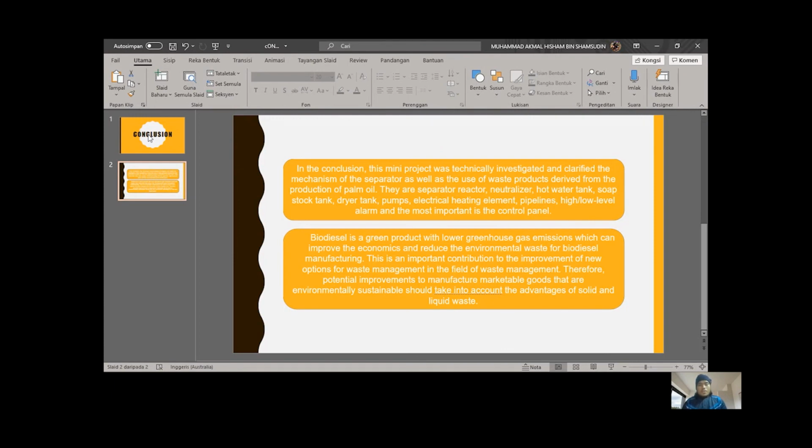Biodiesel is a green product with lower greenhouse gas emission which can improve the economics and reduce the environmental waste for biodiesel manufacturing. This is an important contribution to the improvement of new options for waste management. Therefore, potential improvements to the manufactured marketable goods that are environmentally sustainable should take into account the advantages of solid and liquid waste.